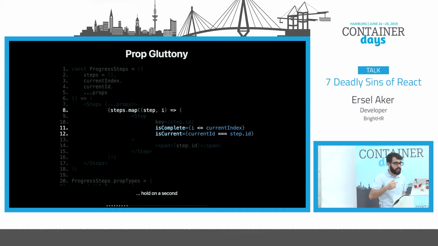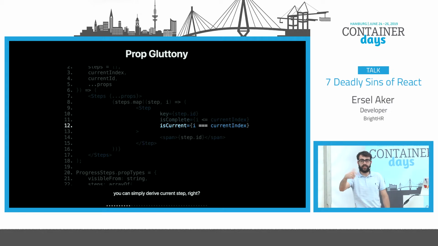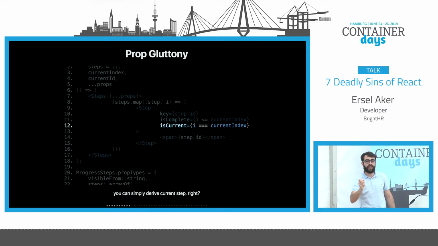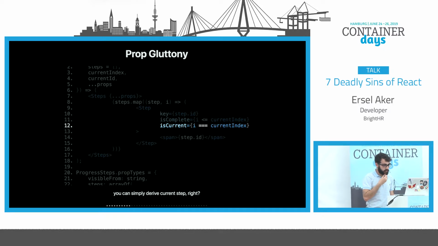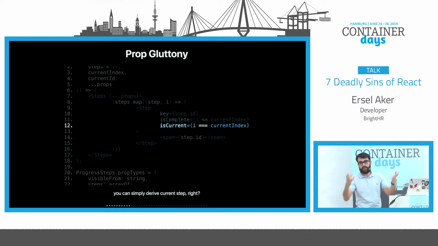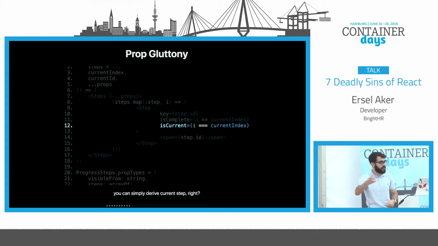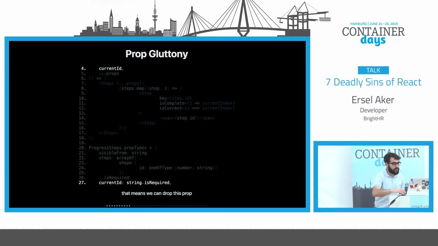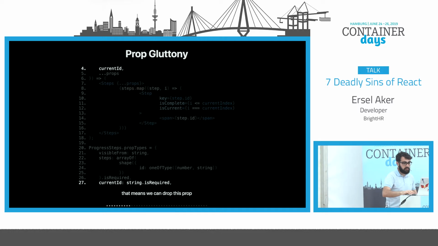OK, but you might realize, hold on a second. Can you not just do i equals currentIndex? Because you are iterating over the steps, can you not just tap into the current index rather than using currentId? So once you pull this out, you can refactor your component, and you realize you don't need to pass both currentIndex and currentId. So then you can drop the currentId prop from your component.